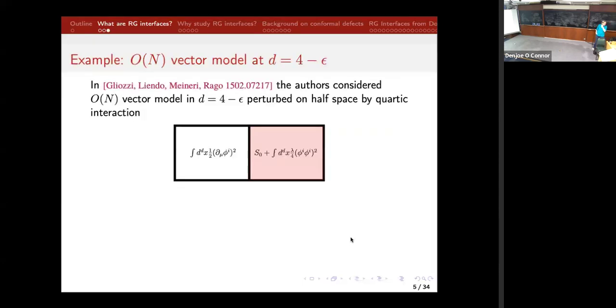One thing that is relevant to what I'm going to talk about is this paper from 2015 by Giombi, Helfenberger, Khanchandani and others, where they considered the O(N) vector model in d equals 4 minus epsilon. They started with just the free fields, and then, yes.